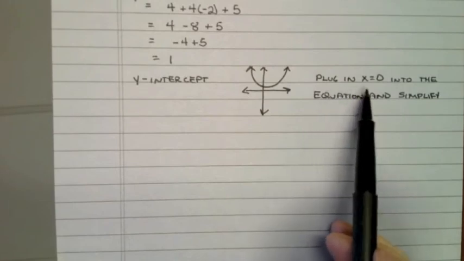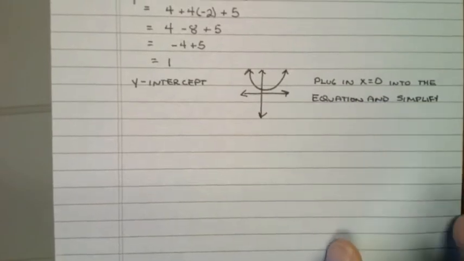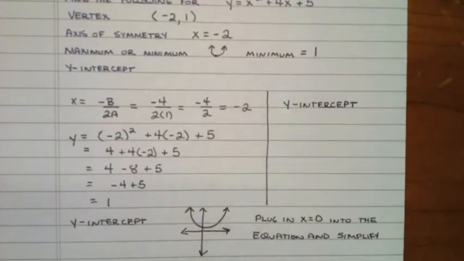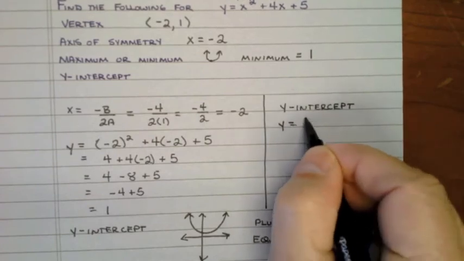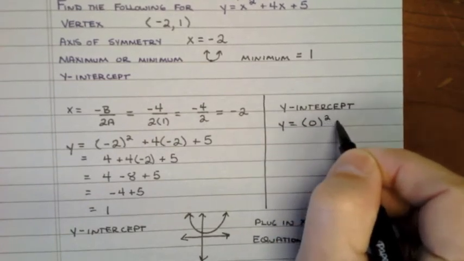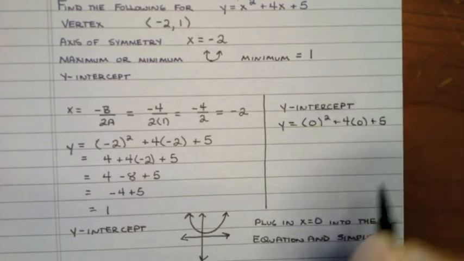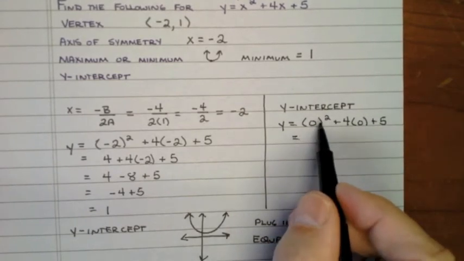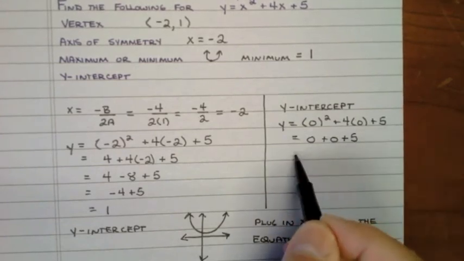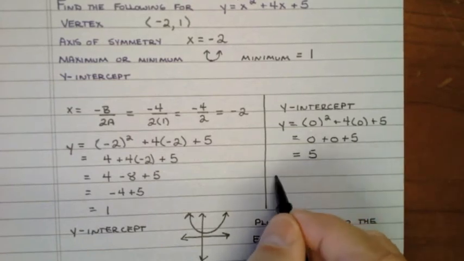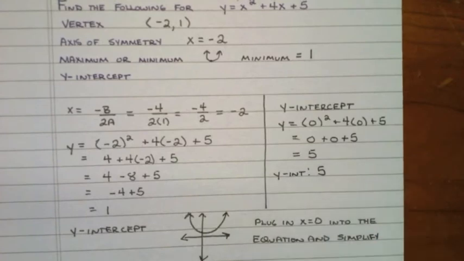I need to plug in x is equal to 0 into the equation and then simplify. So that's what I'm going to do. I'm going to find the y-intercept of this. So y is equal to, everywhere I see an x, I'm going to plug in a 0. 0 squared is 0. 4 times 0 is 0. Once I add all that up, I'm going to get my y-intercept is going to be 5.